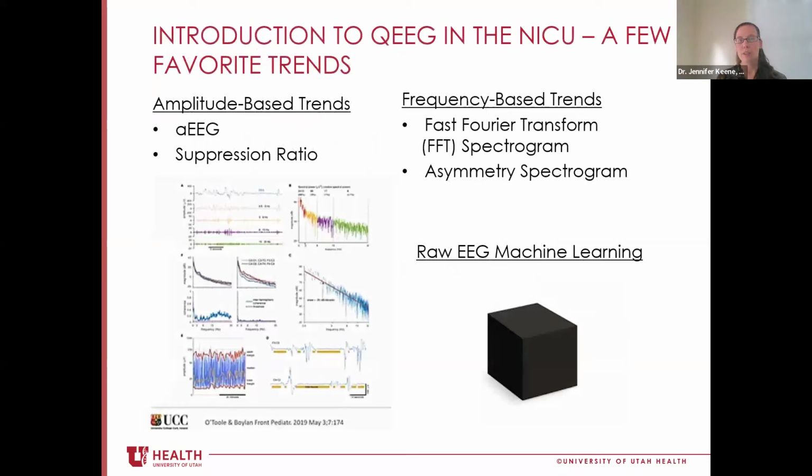So to start with, looking at some of our favorite trends in the NICU, we're going to highlight 3 different categories of trends. We're going to talk about 2 amplitude-based trends, amplitude integrated EEG and suppression ratio. We're going to talk about 2 frequency-based trends, fast Fourier transform spectrograms and asymmetry spectrograms. And we're going to touch a little bit on raw EEG machine learning, the lovely black box there. We're mostly going to touch on that when we get to the research and new data section of this talk.